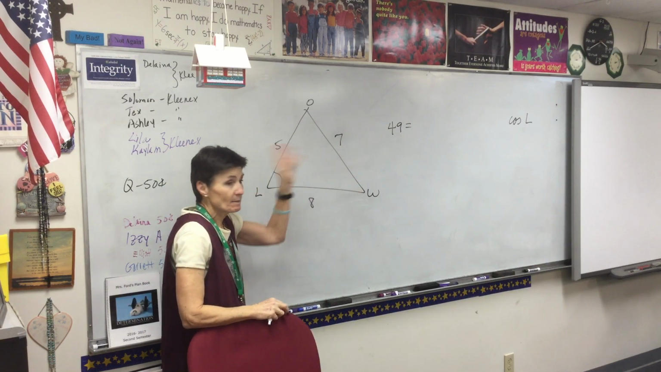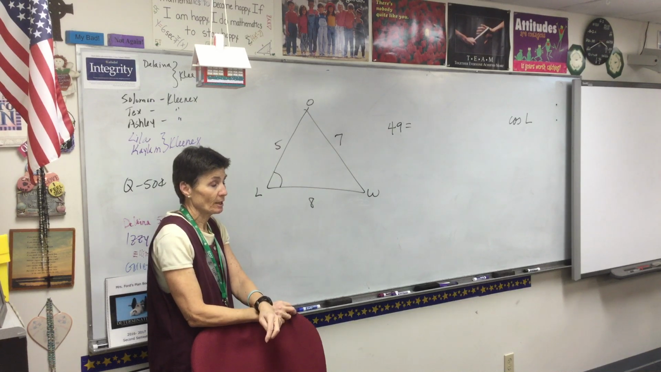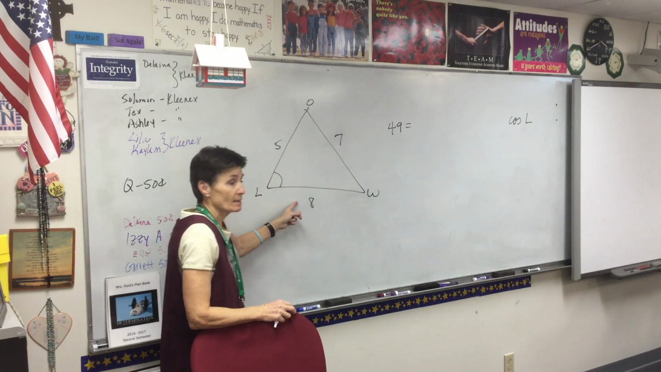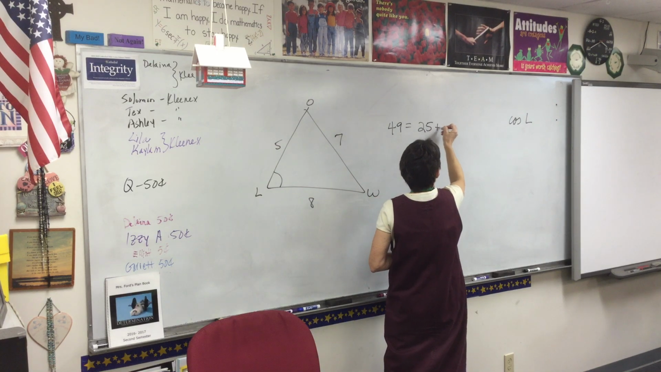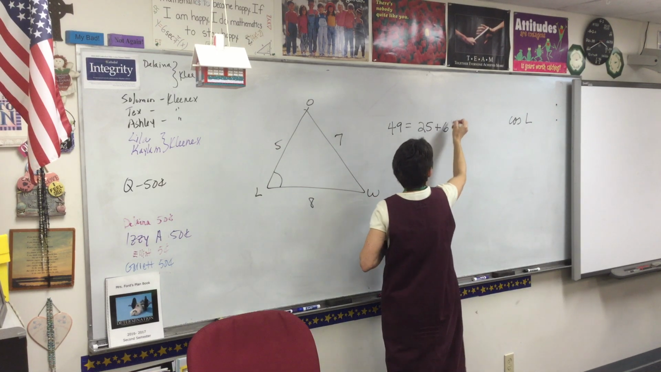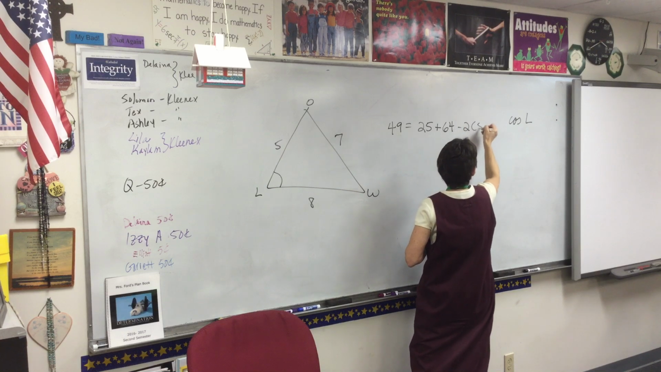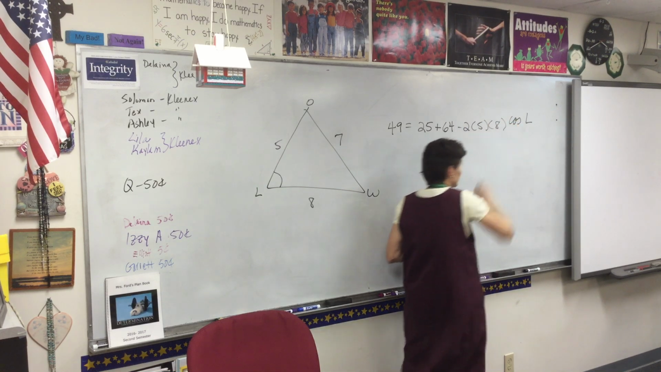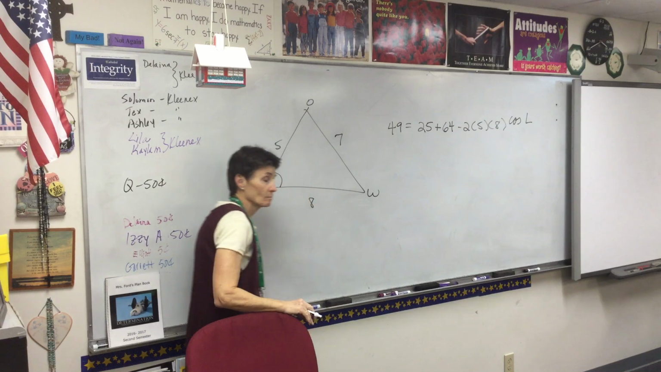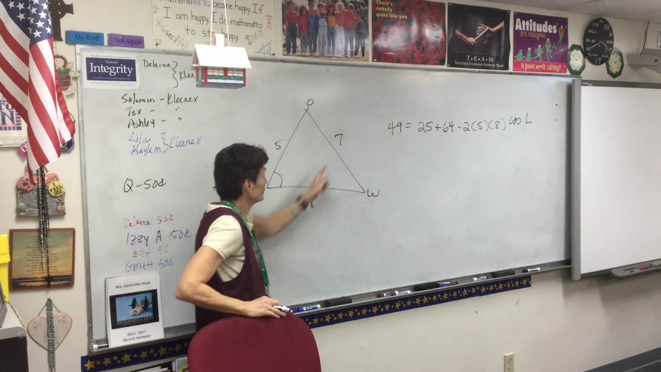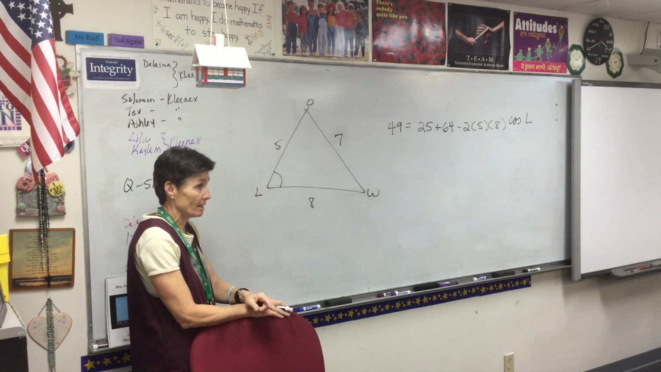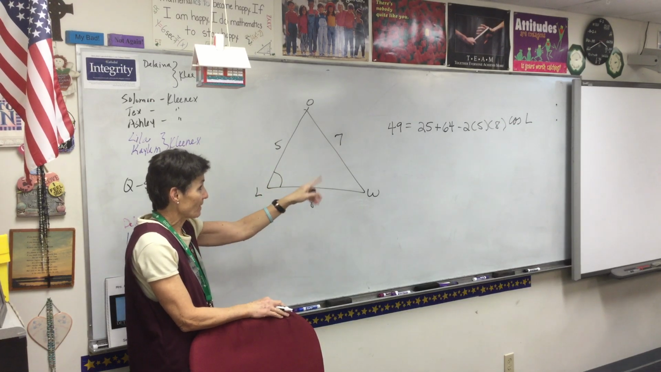And then everything in the middle is a combination of these other two sides. So we'll have 5 squared plus 8 squared minus 2 times 5 times 8 times cosine L. Now, I went ahead and put the squares on there because these are such little numbers, I can just do them in my head, right? But it's 7 squared, 5 squared, and 8 squared.